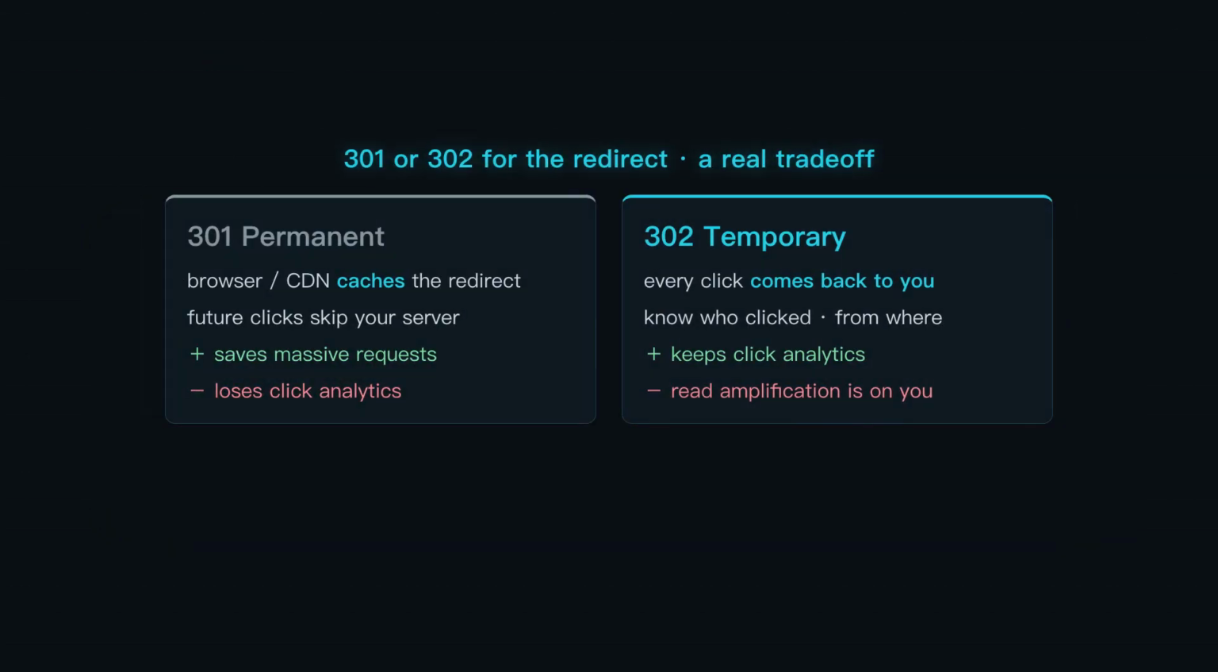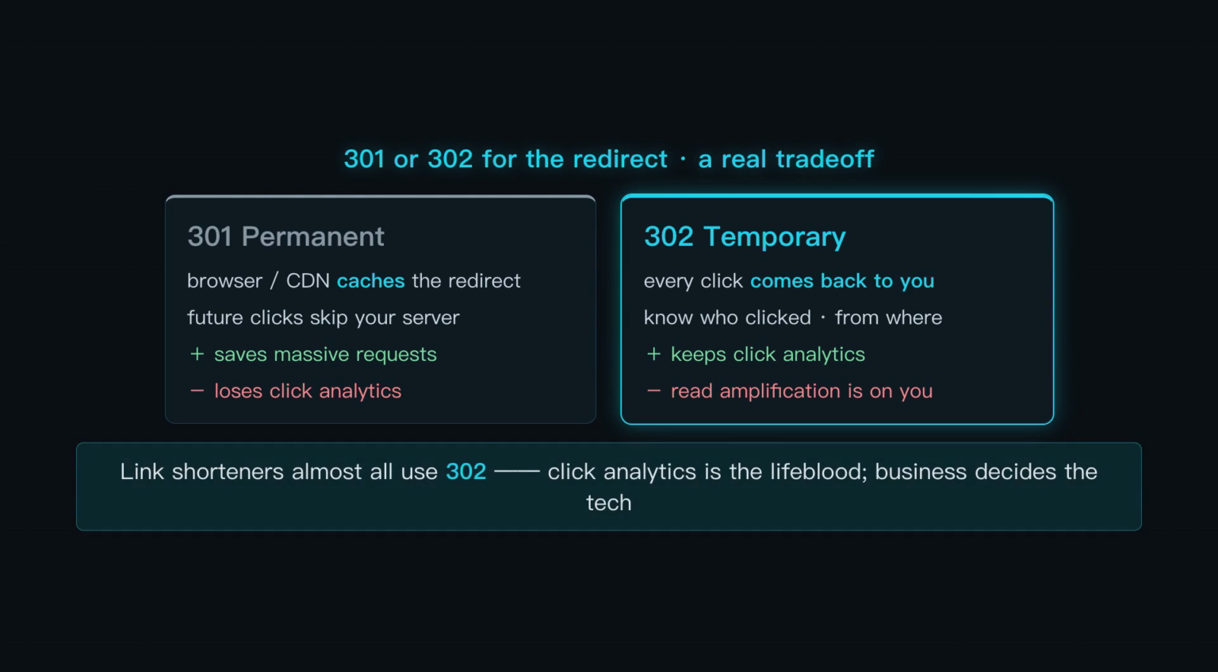There's one detail really worth talking about here. Whether to redirect with 301 or 302 is a genuine trade-off. 301 is a permanent redirect. The browser and CDN cache it, so the next time someone clicks that short link, it never even reaches your server. The upside is it saves you a huge number of requests. The downside is you lose the click data. 302 is a temporary redirect. Every single click comes back to your server, so you can track who clicked and where they came from.